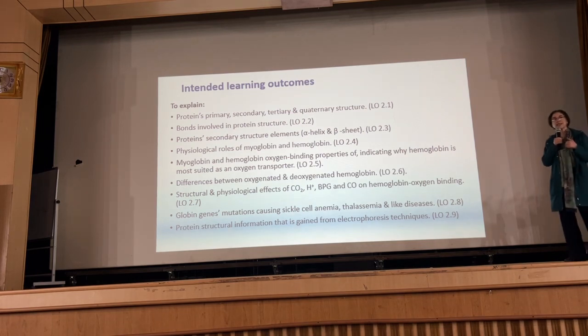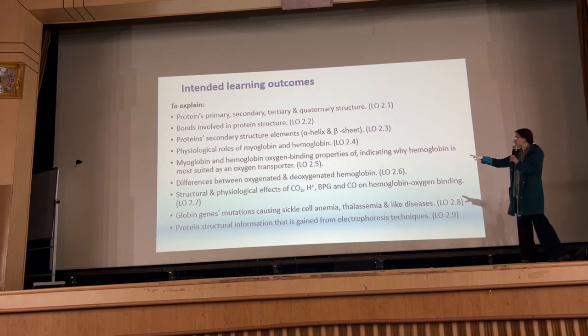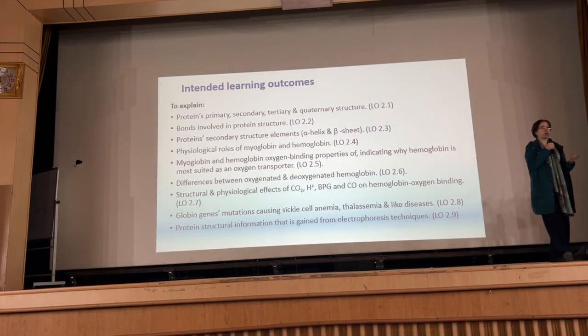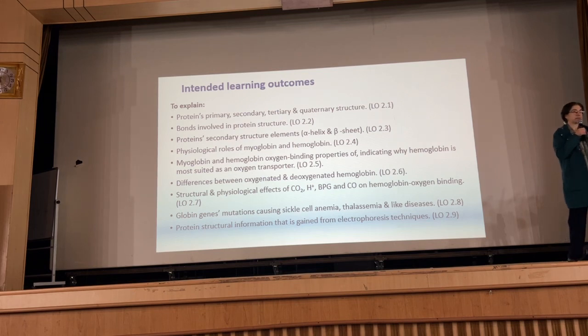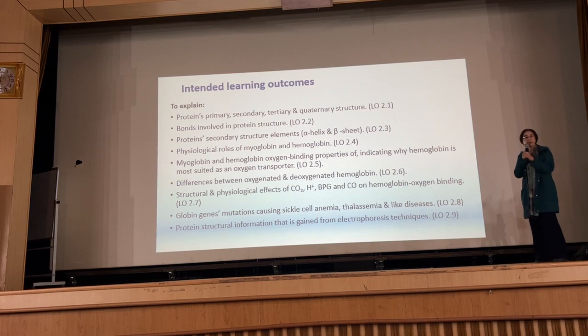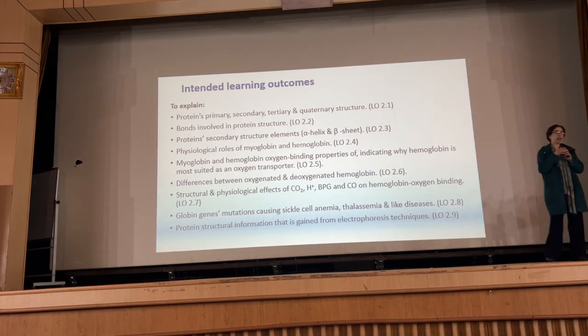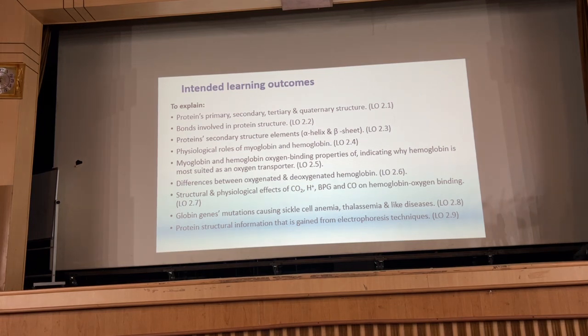What are the factors that affect hemoglobin binding to oxygen and its release? And also, what types of hemoglobins do we have? What are the types, and a little bit about sickle cell anemia and thalassemia. And finally, I will talk on the very basics of some of the techniques which are used for protein identification and protein characterization, but only on the very basic part.